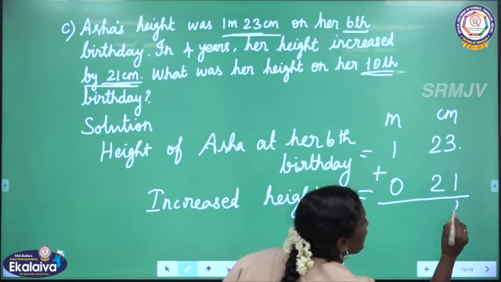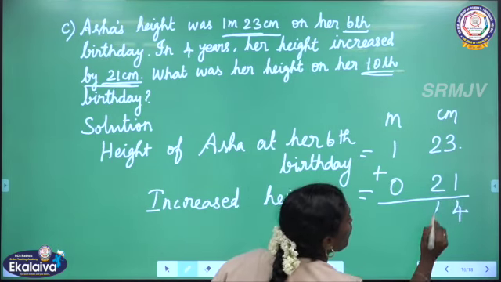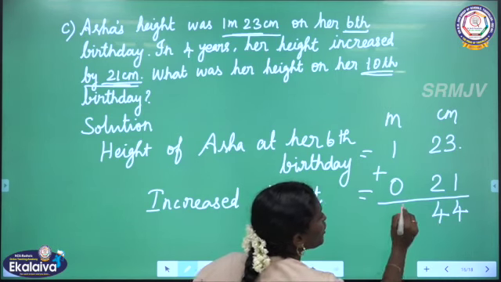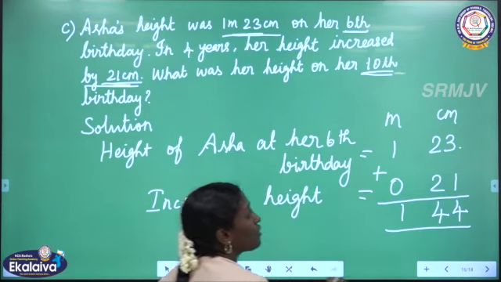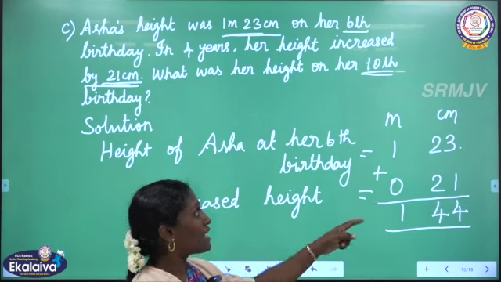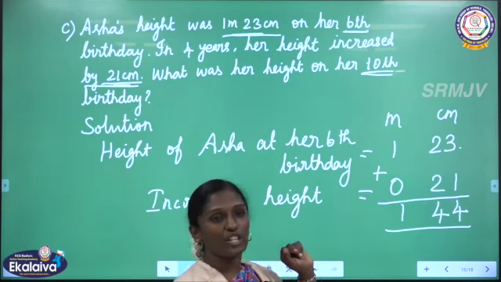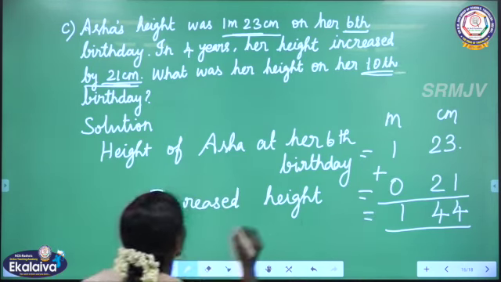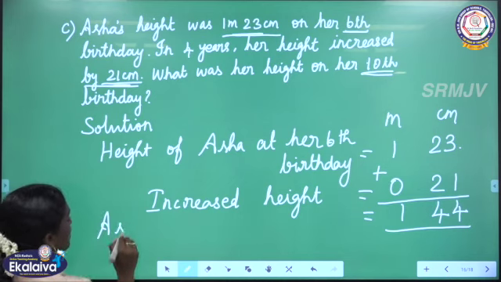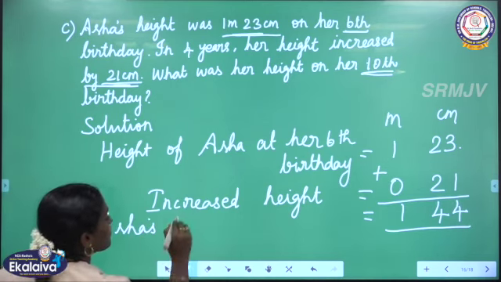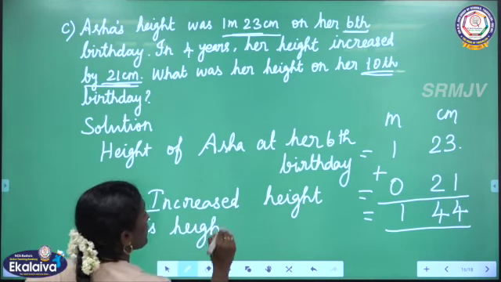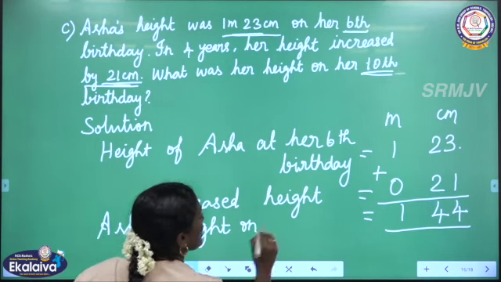3 plus 1, 4. 2 plus 2, 4. 1 plus 0, 1. So, now on the 10th birthday, her height is 1 meter and 44 centimeter. So, this is Asha's height on her 10th birthday.